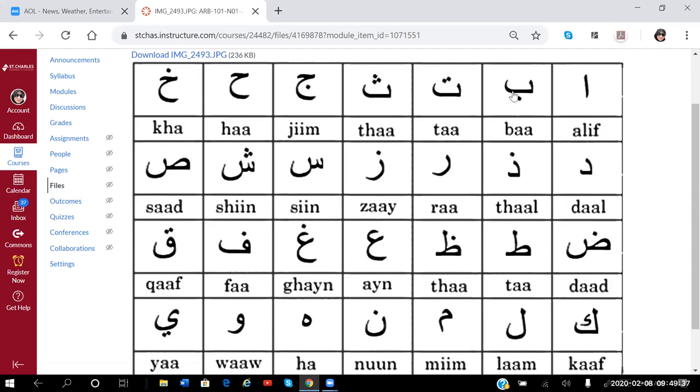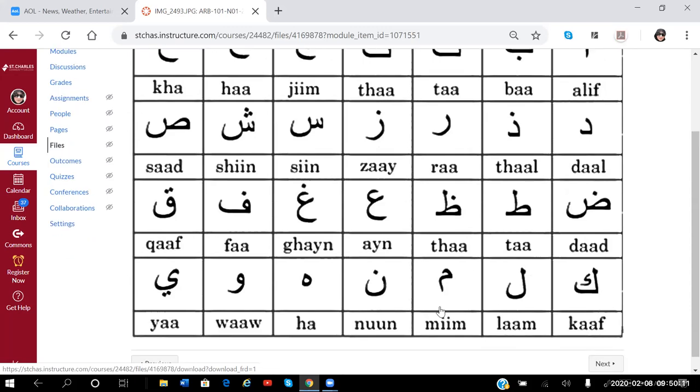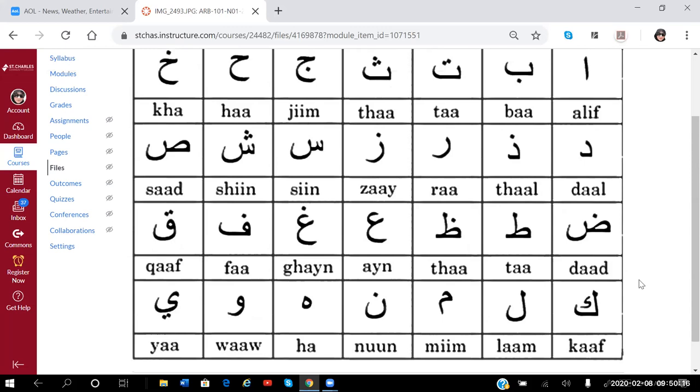This time, Lara, I want you to go through the entire alphabet by yourself. Start with Aleph. Okay. Aleph, ba, ta, tha, jim, ha, kha, dal, thal, ra, zay, seen, sheen, sad, dad, ta, tha, ein, ghein, fa, qaf, kaf, lam, meem, noon, ha, waw, ya. Very good. Okay, Lori, same thing.